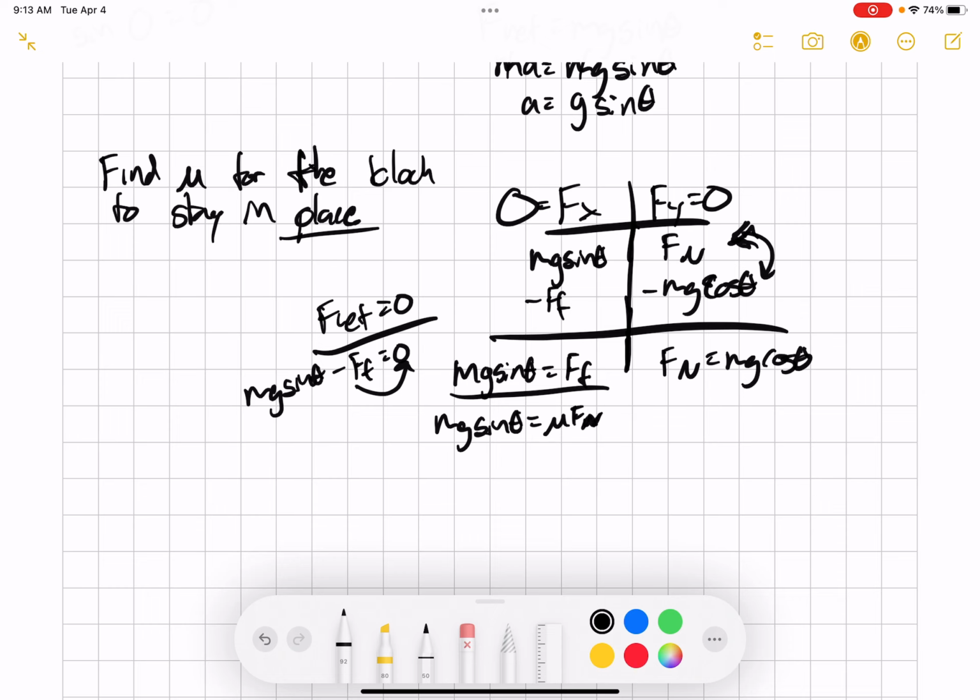We don't know fn, that cannot be in our answer. So we need to take this fn that we found over here, right? We're going to take this part and plug that in over here, okay? So we'll plug that in, and we'll have mg sine theta equals mu mg cosine theta.